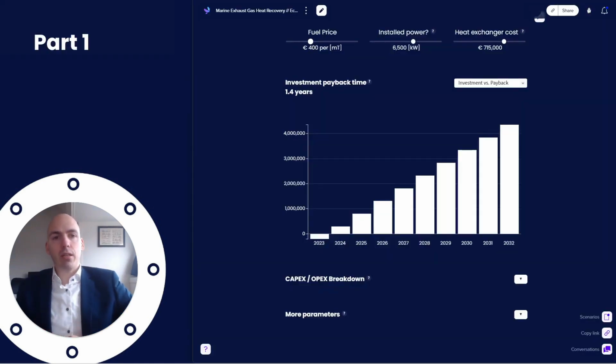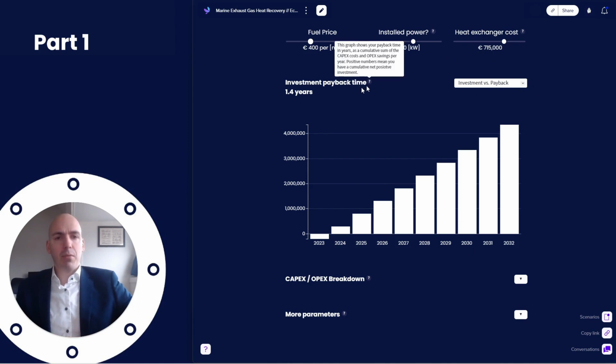Here you see the tool that we made, and it's free to use. It's quite a lot of information, so let's go from top to bottom and explain what it is in order for you to get a result on your economic assessment. Here we have the fuel price, your fuel price per metric ton, the installed power of your vessel, and the heat exchanger cost. As you can see, we make some assumptions there, you don't see them, but we make some.